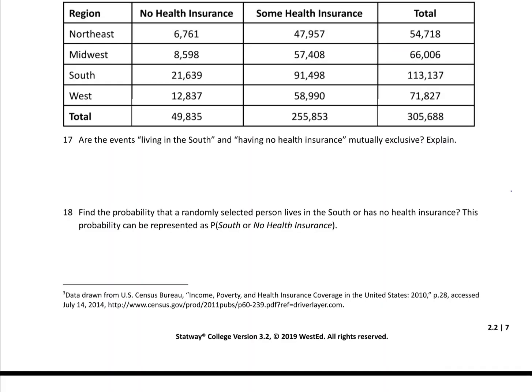Are the events living in the South and having no health insurance mutually exclusive? Here we have the row living in the South, and here we have the column no health insurance. You can see that there are 21,639 people who live in the South and have no health insurance. So these events are not mutually exclusive.